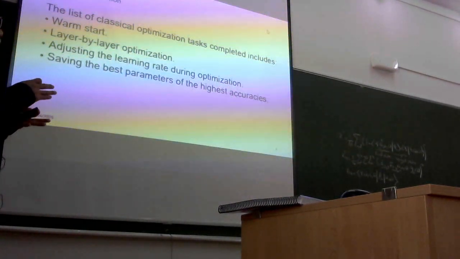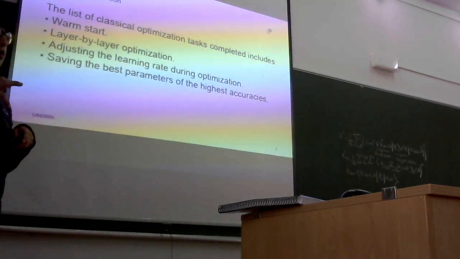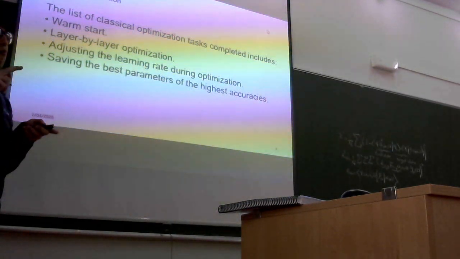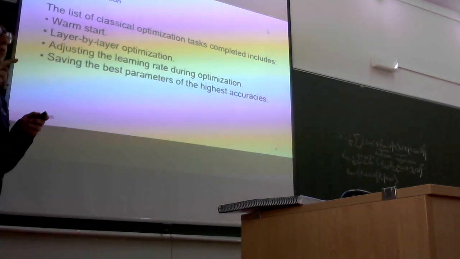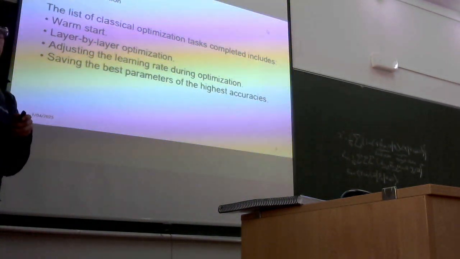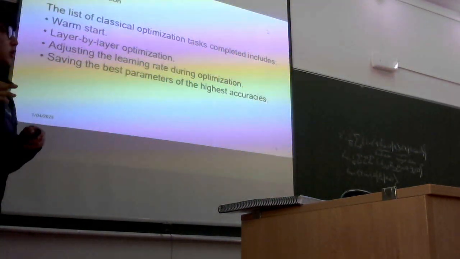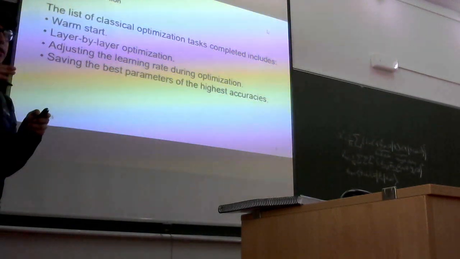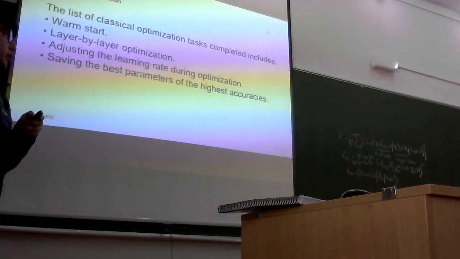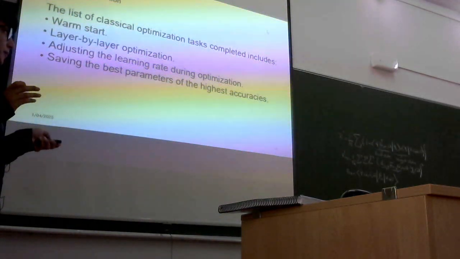Adjusting the learning rate during optimization: let's say that this optimization can get stuck in local minima. So in order to get out of these local minima, the learning rate can be adjusted so that they can be avoided. And saving the best parameters of the highest accuracy.